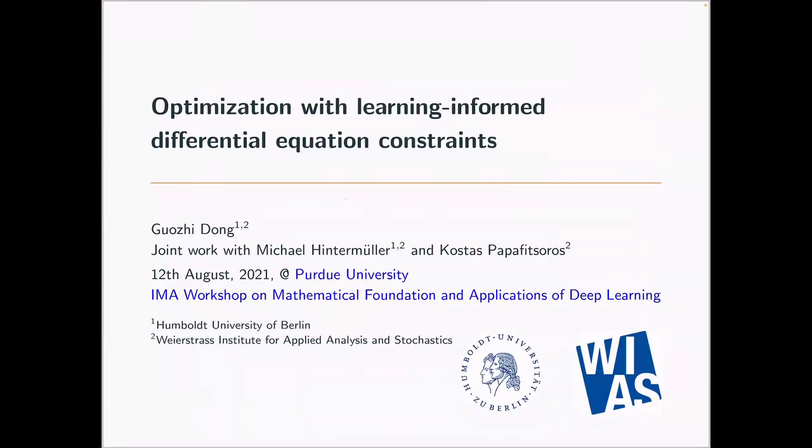Okay, so this is a joint work with Michael Hintermüller and Kostas Papafitsoros. Michael is a professor at Humboldt University, and he's also the director of the Weierstrass Institute, and Kostas is a postdoc at the Weierstrass Institute.